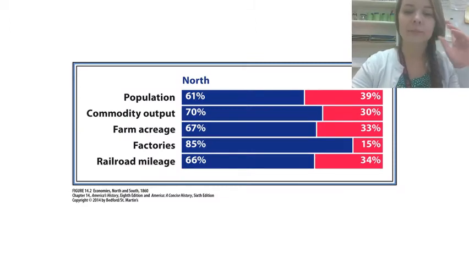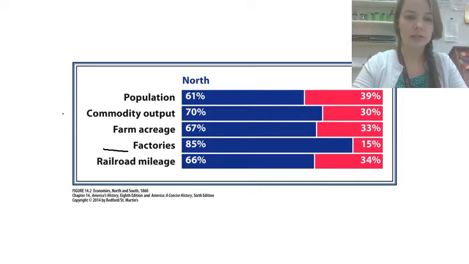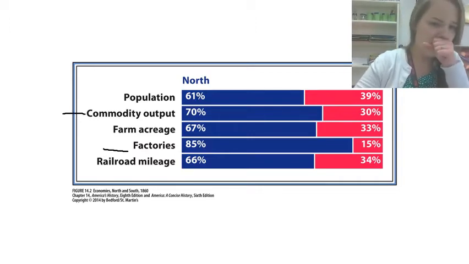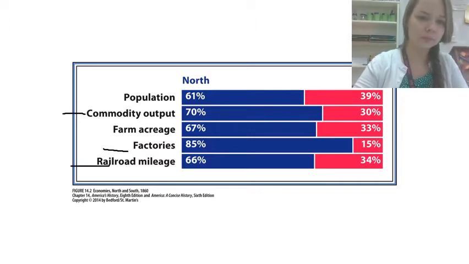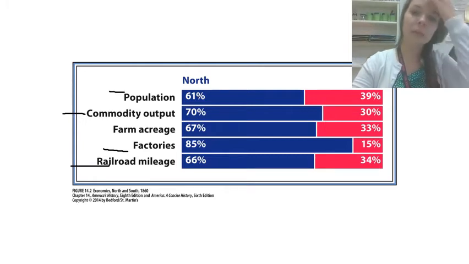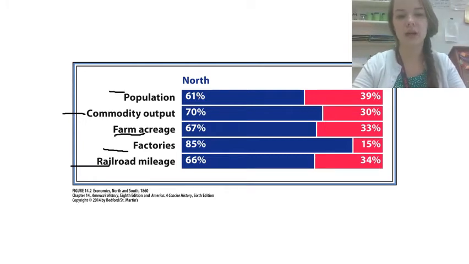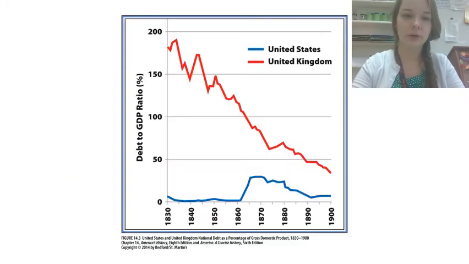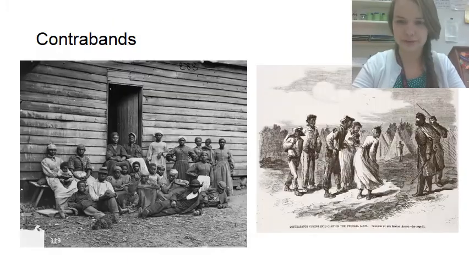So like I said, you see these major differences occurring with factories, commodity, railroad, and population. For farm acreage, you're going to see the west is going to be a lot of this here, but that is going to increase their output. All right, debt to GDP, United States, you're going to see that that's going up during this time frame.